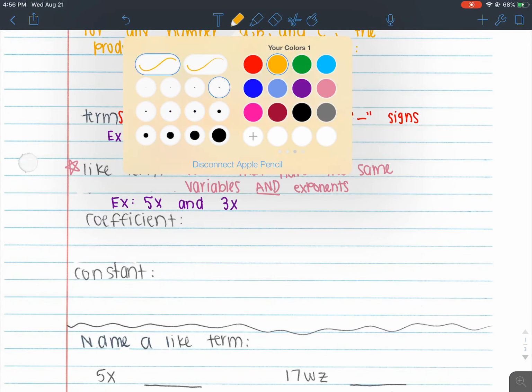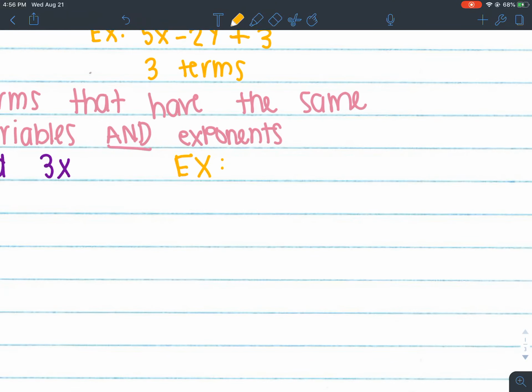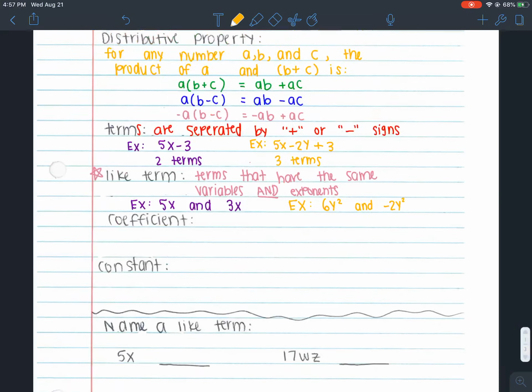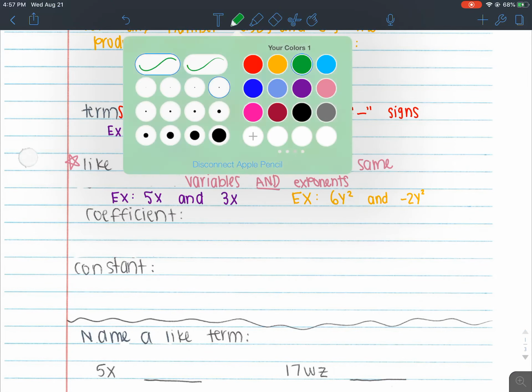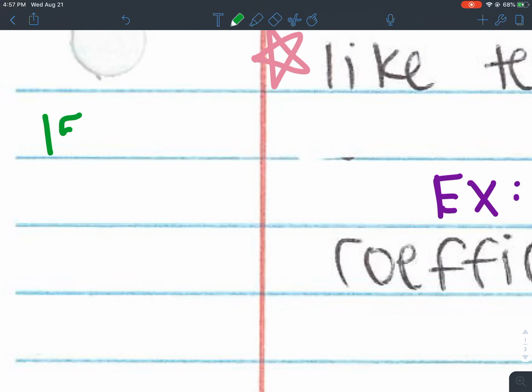Let's get another example in here. Let's say we have 6y squared and negative 2y squared. So variables are the same, they're both y's, and their exponents are the same. So these are also like terms. All right, let's give some examples that are not like terms. 15x and then 3y.